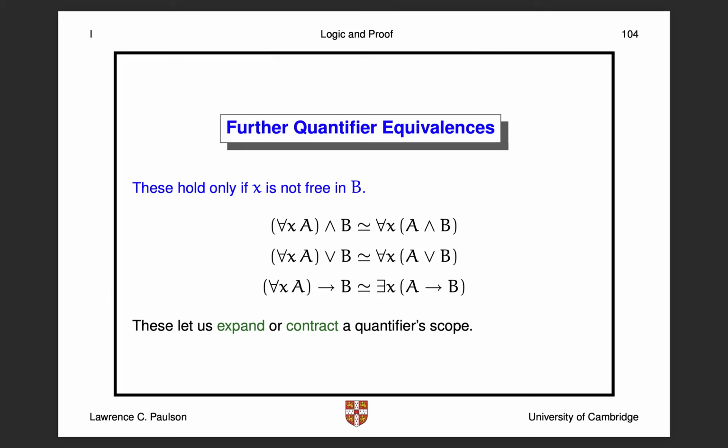Finally, these further quantifier equivalences are specifically for expanding or contracting the scope of a quantifier. So in every case, we have some quantifier for all x A, and we want to expand the scope of the quantifier to include some formula B, and we assume we have already arranged that x, which is a bound variable, so we can rename it to anything we like. So x must not be free in B for any of these examples. So B is not really taking part in the quantification.